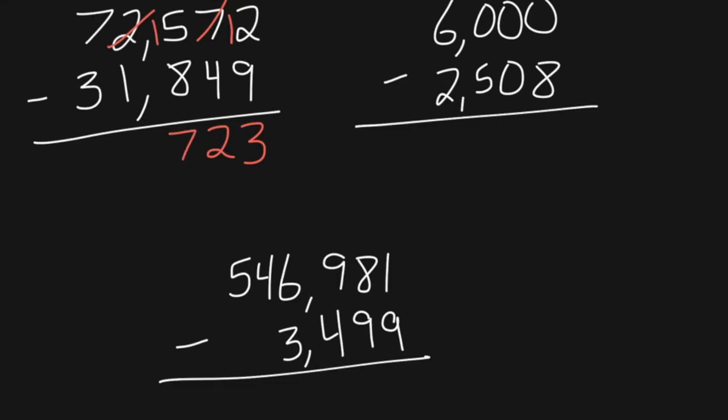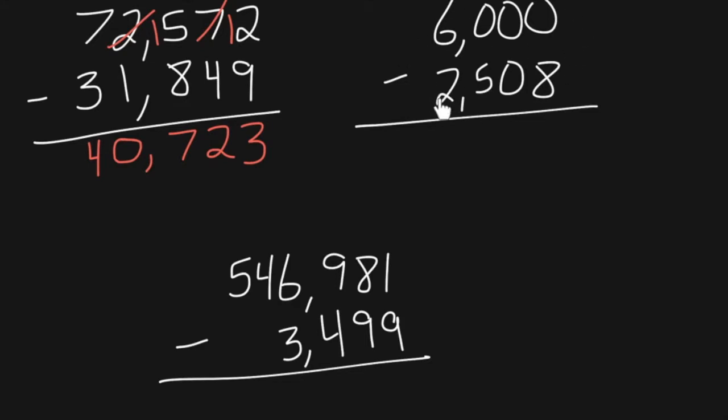I do need to bring my comma down because I'm going to continue over into a 4th digit. 1 minus 1, that's doable. That's 0. And 7 minus 3 is 4. So my final answer is 40,723.